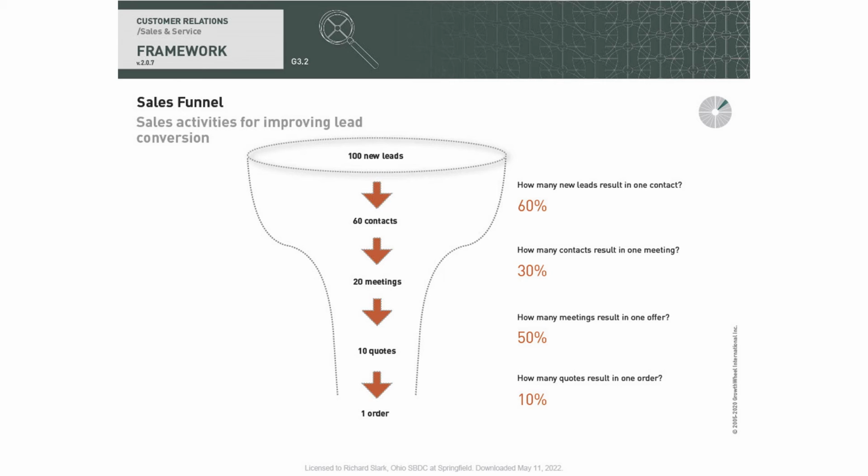Some decisions you might need to make. Number one, monitoring conversion rates. How will you collect data to monitor the sales conversion rates? Number two, improving conversion rates. How will you improve these conversion rates? And number three, sales targets. What are your targets for numbers of closed deals, quotes, meetings, contacts, and leads per month, quarter, or year?